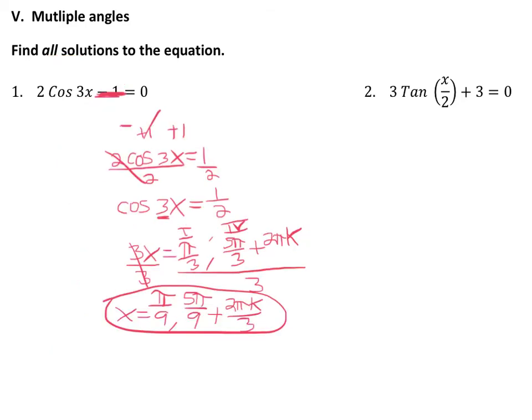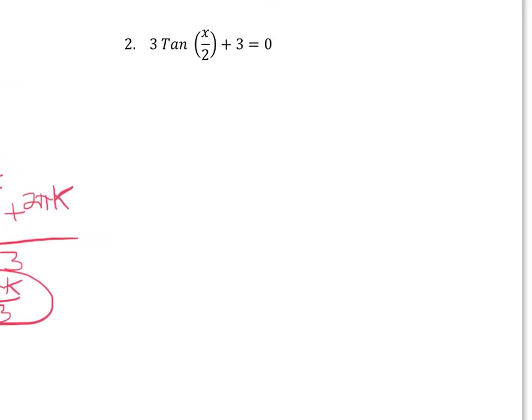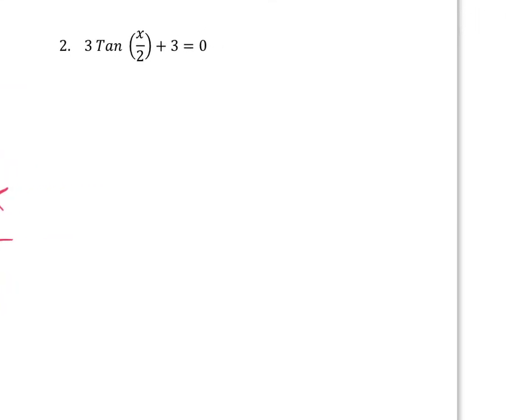Okay, if I move over to number 2, really the strategy for number 2 is the same as number 1. You want to get tangent by itself, so you're going to do everything the same. This x over 2, well, since it's x divided by 2, once you get all the angle measures, just multiply them by 2. So let's get tangent of x over 2 by itself.